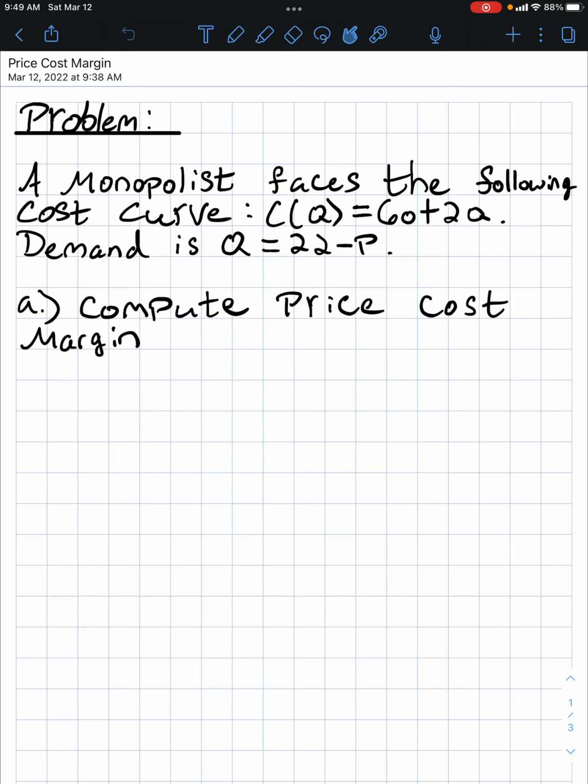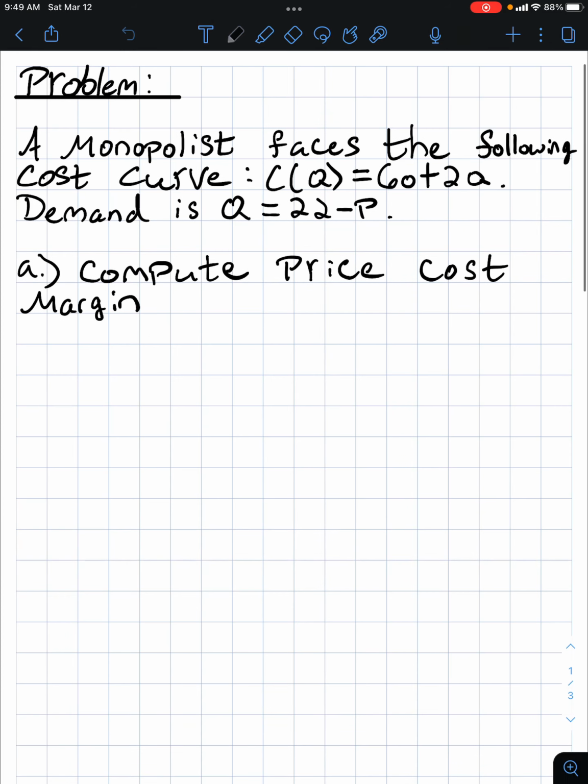Part A, compute the price cost margin. To compute the price cost margin, we need to find the monopoly price and quantity. Now how do we do that? Well, to find the monopoly price and quantity, we can set our marginal revenue equal to our marginal cost.